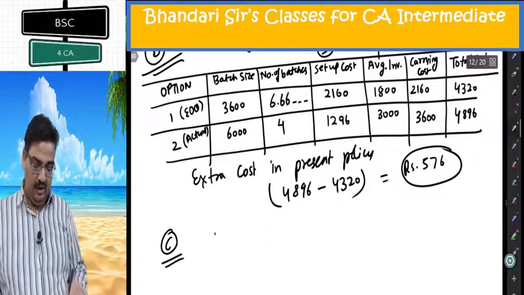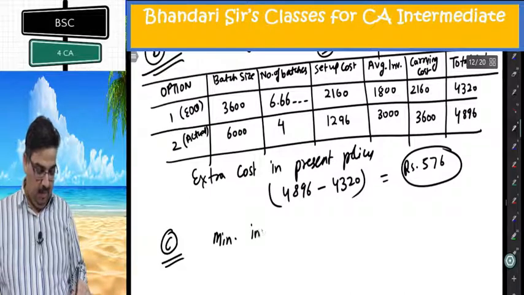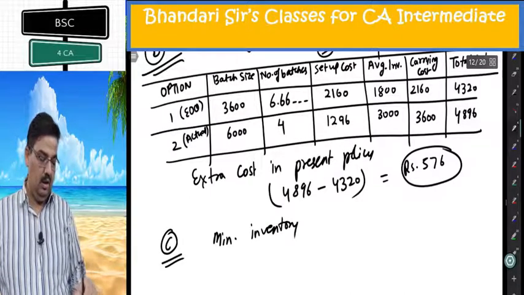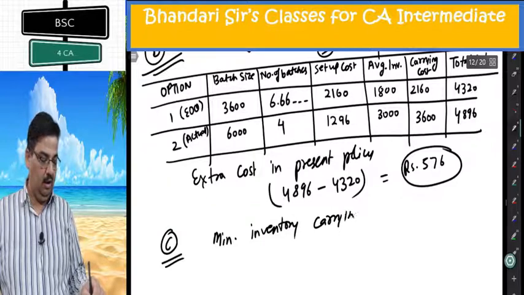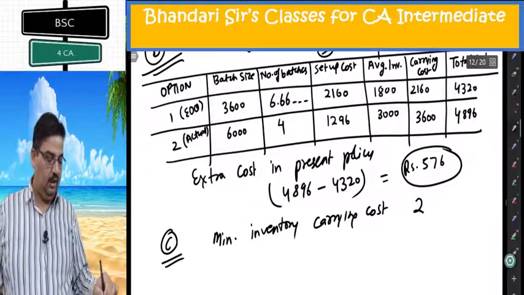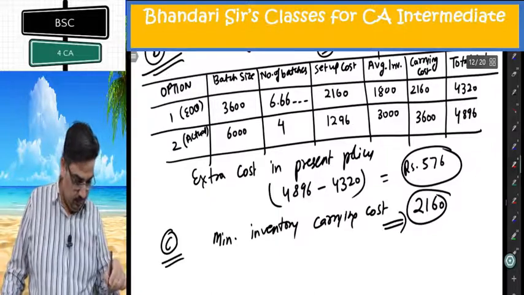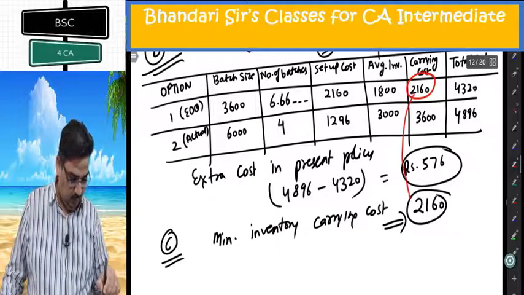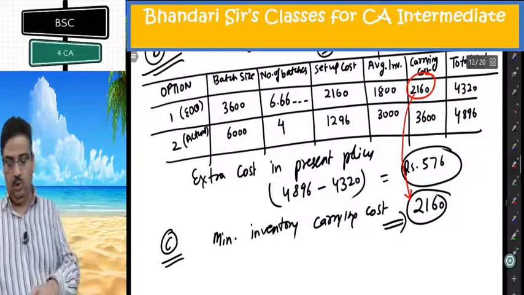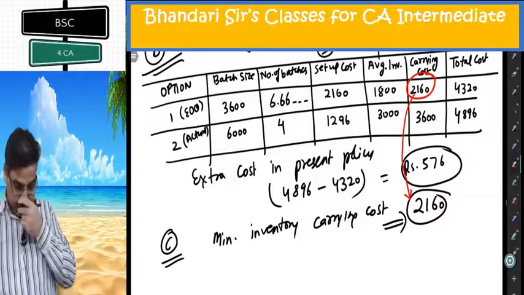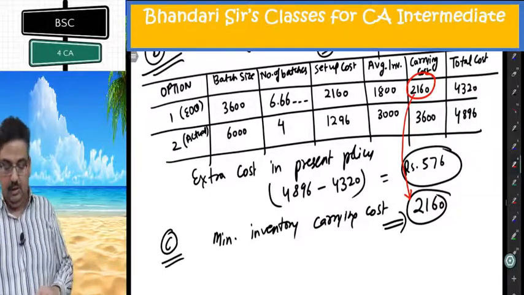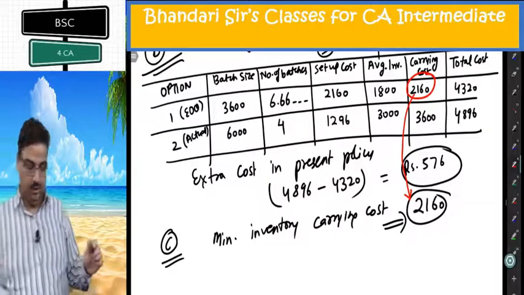C part I have already done. Minimum inventory carrying cost. In the optimal policy, I was getting there 2160. This is the carrying cost I am copying from here. That is what the question wanted in C part. Check it out, this is the ultimate answer of this question.